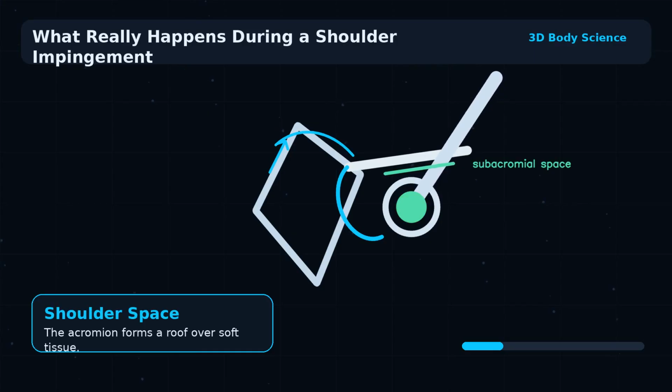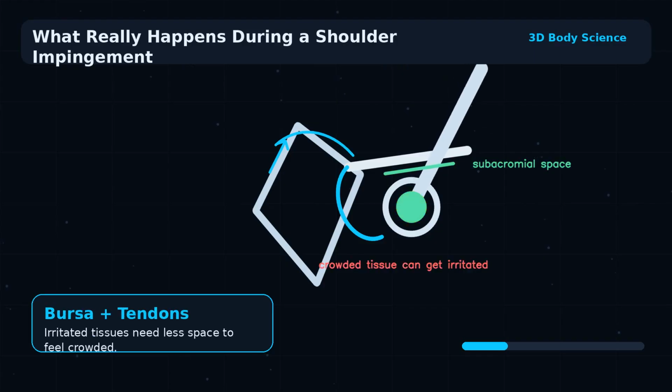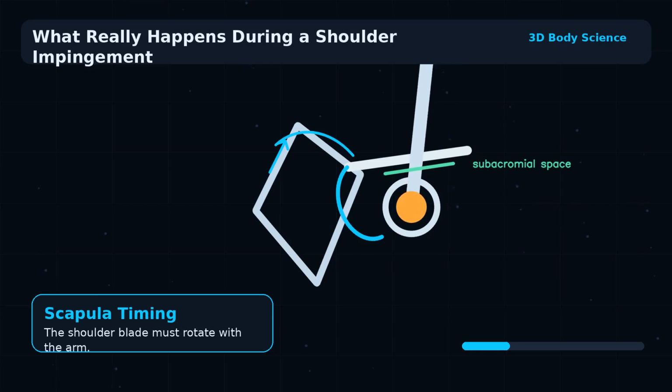Under it is the subacromial space. This space contains the rotator cuff tendons and a small fluid-filled cushion called the bursa. In normal movement, these tissues slide under the acromion as the arm lifts. The movement should be smooth, like a cable passing through a guide.